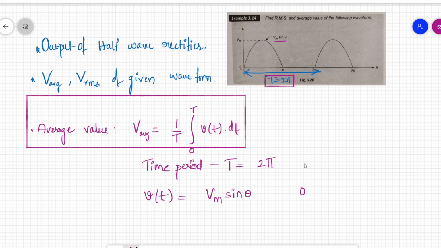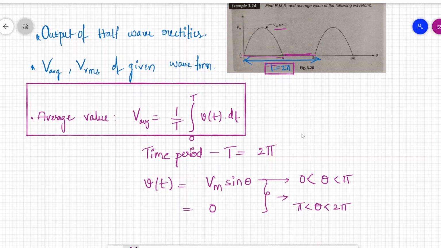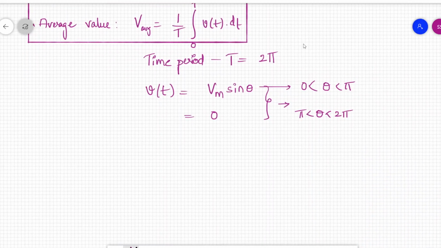That is, when theta is between 0 to pi, the function is Vm sin omega t, and from pi to 2 pi it is 0. So there is no function between pi and 2 pi, right? It is 0 between pi and 2 pi of the angle. This is how you need to write the function. From 0 to pi, the function is Vm sin theta. From pi to 2 pi, it is 0. Okay, so let us substitute these values in our average value expression.